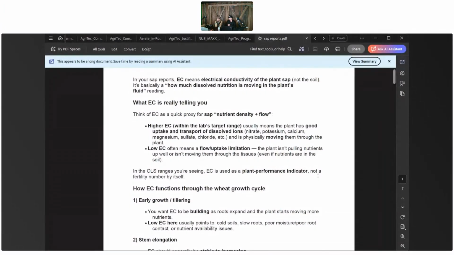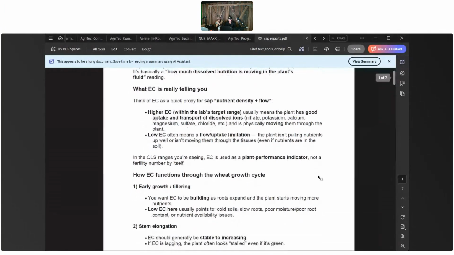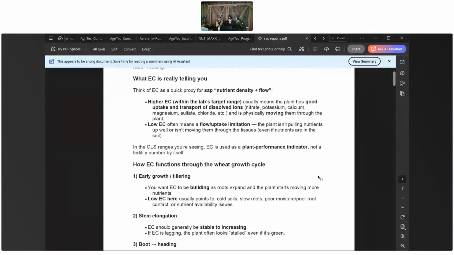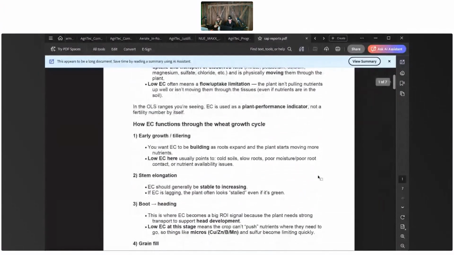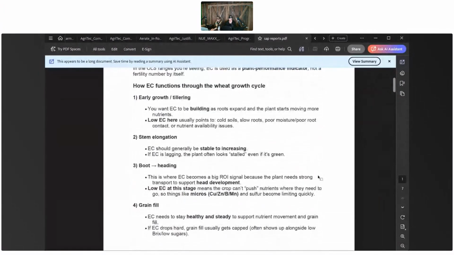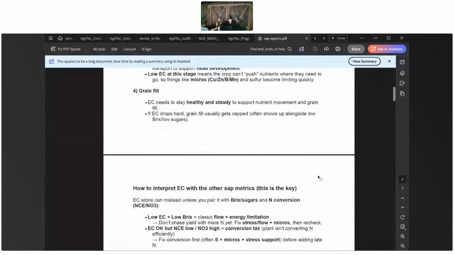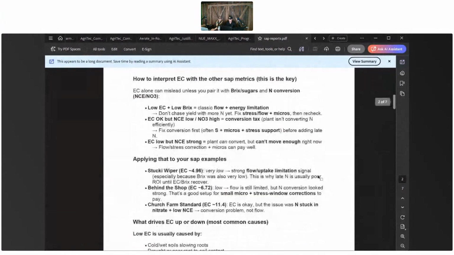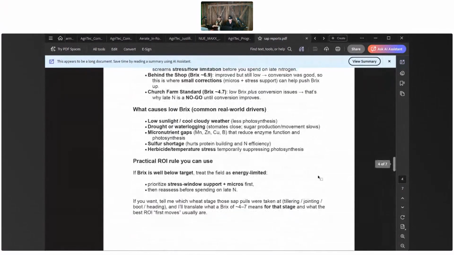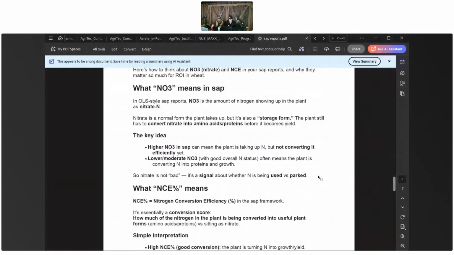My bad. Rabbit trail. But more so with tissue sampling and mid-season corrections, one of the things I was talking about, which is more prevalent in wheat and corn rather than soybeans, towards the bottom here is going to be your NO3 versus your NCE, right? And is that screen sharing? Would you go down towards this section right here? Yeah, NO3. So your NO3 is going to be your nitrate.